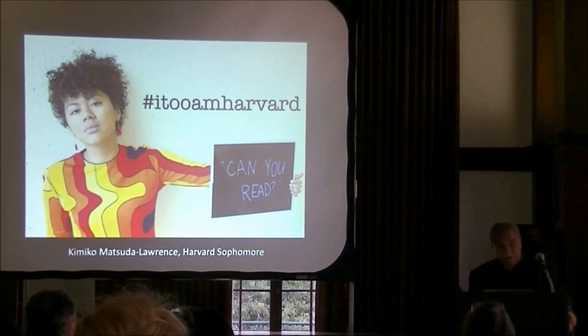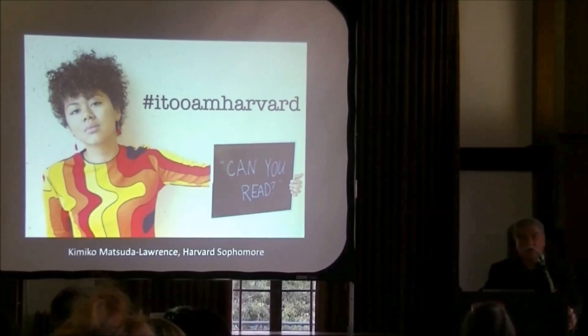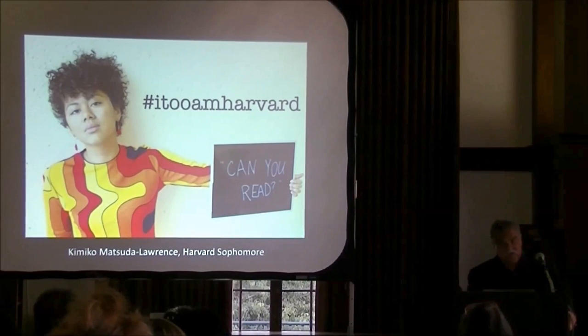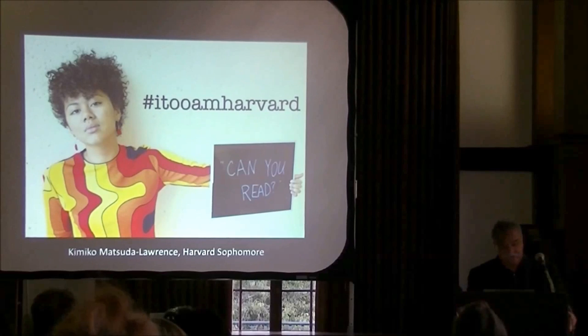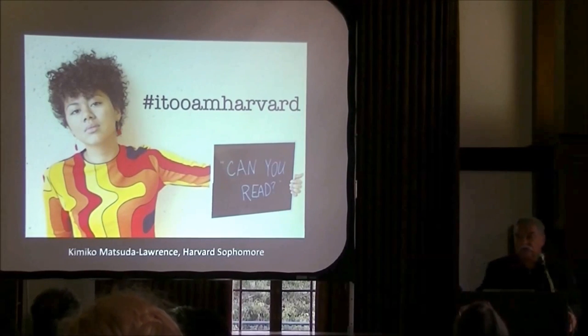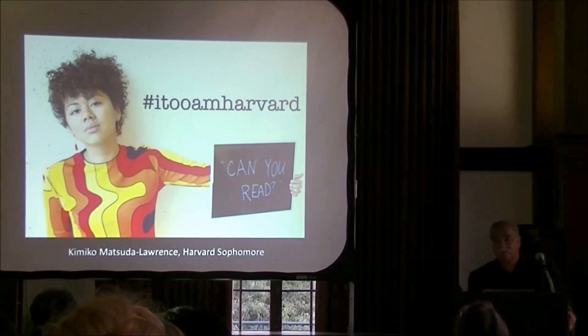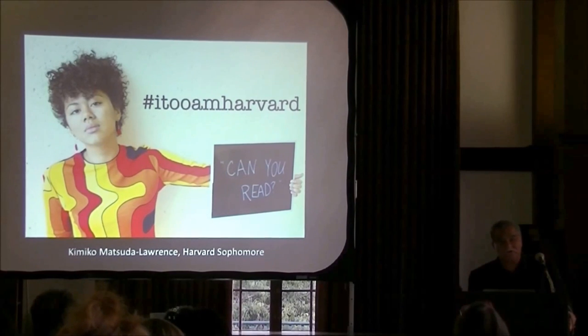And it's led by, among many leaders of this campaign, but one of the primary leaders, because she was taking a course in African American studies at Harvard and did part of this for one of her papers, is Kimiko Matsuda Lawrence. Kimiko Matsuda Lawrence's mother is Mari Matsuda, one of the founders of critical race theory in the law, and her father is Charles Lawrence, also one of the founders of critical race theory in the law. And this is their daughter.